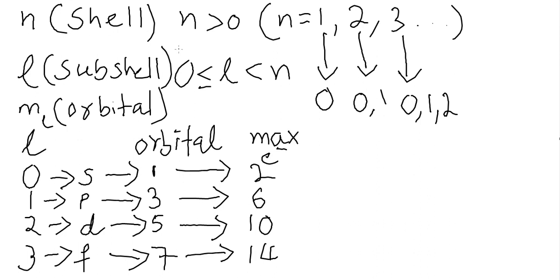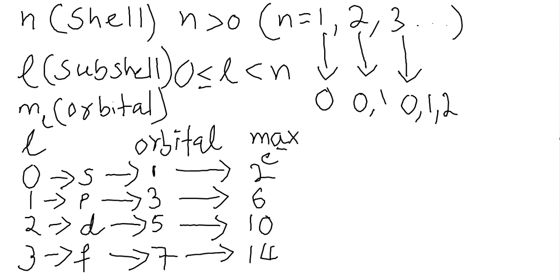There is shell, which starts with n equals 1 and up, integers only. Within the shell we have subshell l, which starts with l equals 0 but must be less than n, also only integers, and ml are orbitals. Within the s subshell there is only one orbital, max electrons allowed is 2. Within the p subshell there are 3 orbitals, max electrons allowed is 6. Within the d subshell there are 5 orbitals, max electrons allowed is 10. And within the f subshell there are 7 orbitals, max electrons allowed is 14.